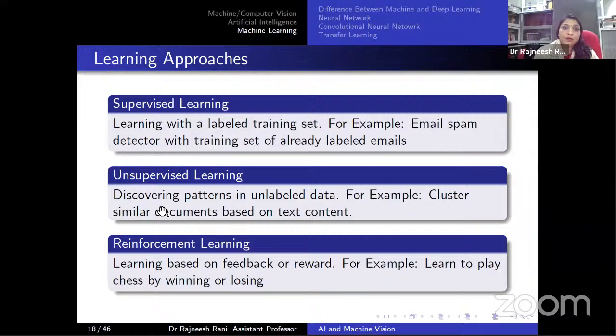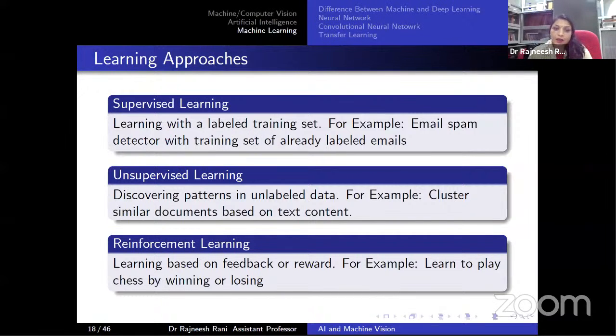In this, the system itself discovers patterns in the unlabeled data. For example, clustering similar documents based on text content. If you have a number of documents and you want to categorize them, that is, these documents are related to sports, these documents are related to finance, these documents are related to medical, then in this the system automatically discovers patterns, that is, in this document these types of terms have been used, so these documents belong to the academic category.